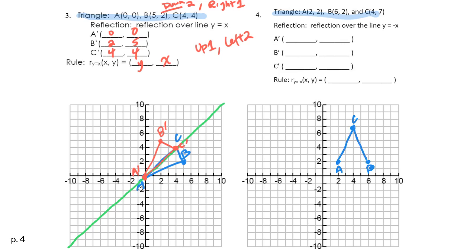I'm just going to draw my lines through those points. And it's asking me to reflect over the line y equals negative x. So let me just draw y equals negative x so I know what I'm looking for. And so I know that y equals negative x.